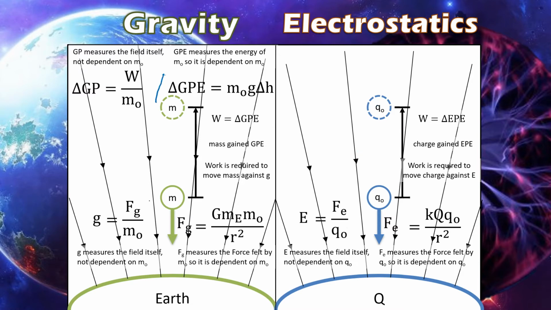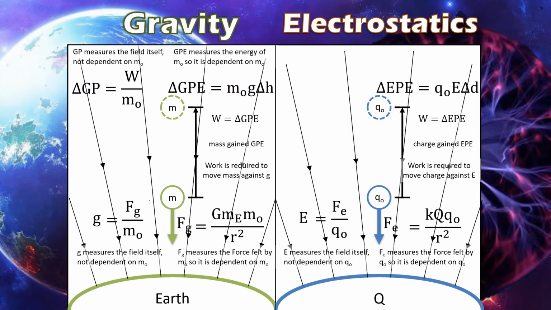Can you think, what would this formula look like? I'm going to have the next thing is delta EPE, the electric potential energy, is equal to what? What are the analogous physical quantities that we're going to talk about? If you want, you can pause the video here. What is the mass? What is G? What is delta H here? So this is what it looks like.